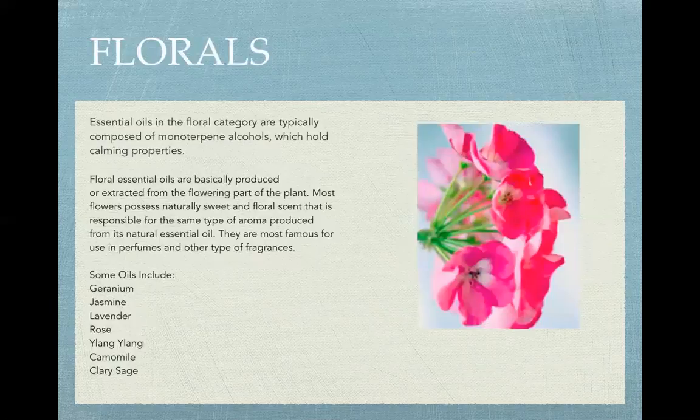With the florals, they are typically composed of monoterpene alcohols, which hold calming properties. Floral essential oils are basically produced or extracted from the flowering part of the plant, and most flowers possess a naturally sweet and floral scent that is responsible for the same type of aroma produced from its natural essential oil. They are most famous for use in perfumes and other types of fragrances. Some of the oils included in doTERRA are geranium, jasmine, lavender, rose, ylang ylang, chamomile, and clary sage.